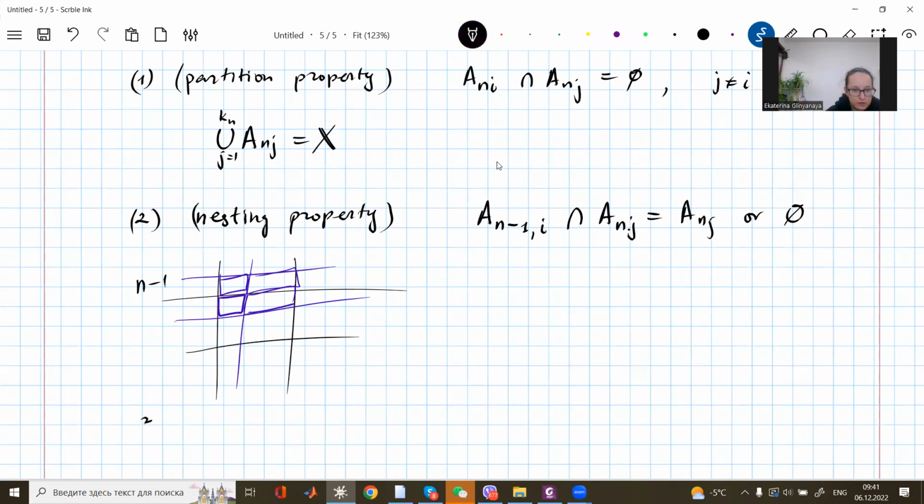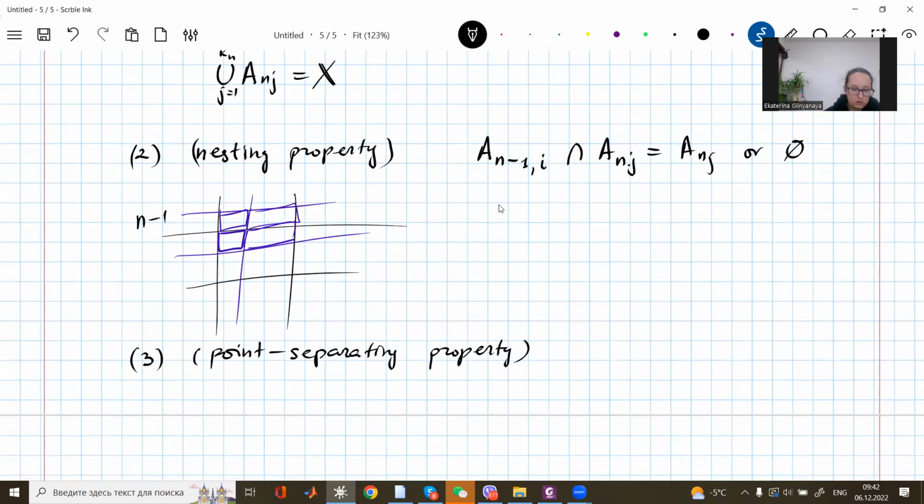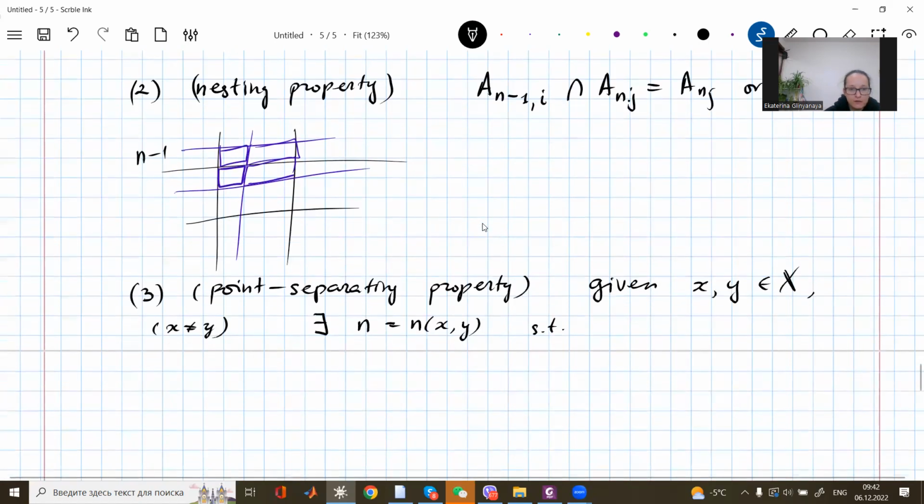So this is the nested property, and the last one, the point separating property. This is very important. This means that we can separate any 2 points by a partition on some step. So given points x and y in X, such that they are not equal, we can find an integer number that can depend on these points x and y, such that if x belongs to A_{n,i}, then we will guarantee that y does not belong to this set.